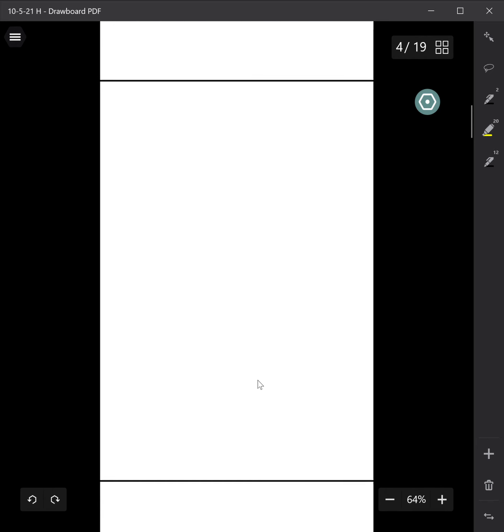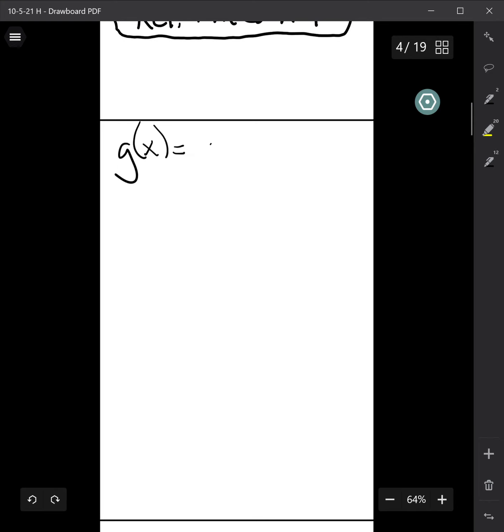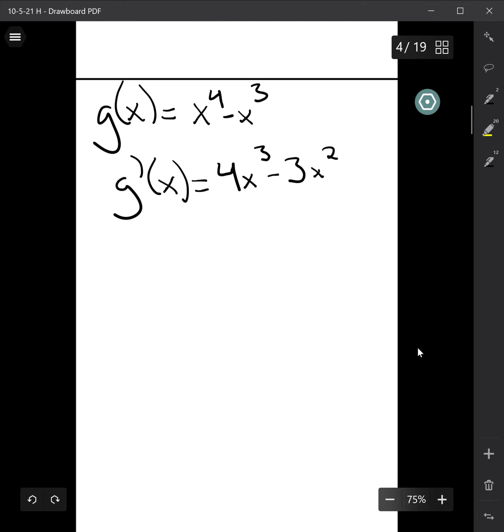Let's go ahead and do one more for good measure, then I'll start off with one in class. Let's do g of x equals x to the fourth minus x cubed. All right, since we're after increasing, decreasing, maxes and mins and such, we need to find the derivative. And we get 4x cubed minus 3x squared. Now this is a nice enough function. It's never going to not exist. So really we're concerned about where it equals 0.